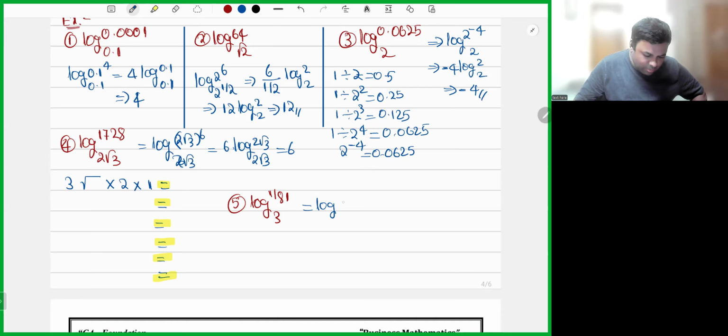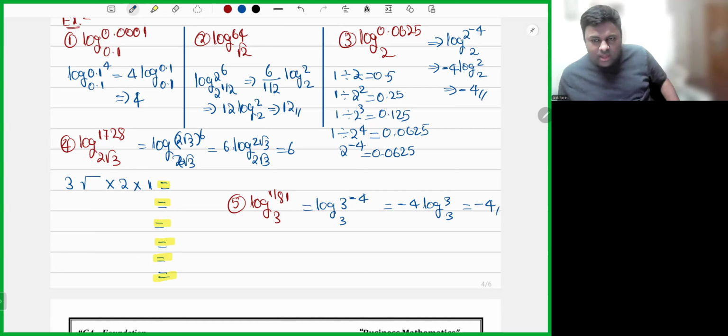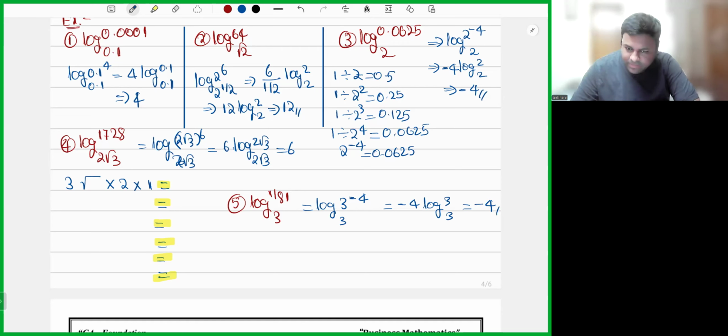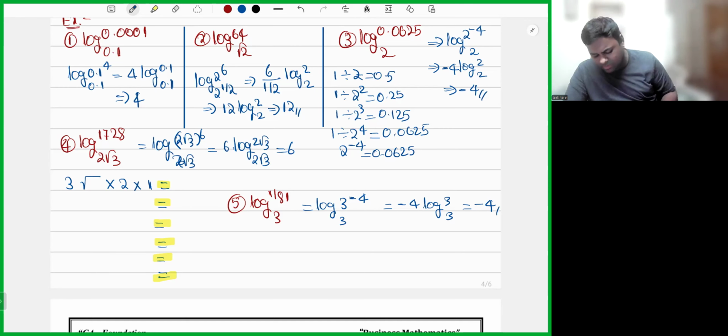Log 3 power minus 4 to the base 3. So minus 4 log 3 base 3. So the resultant is minus 4. Simple sum? Yes, sir, simple. Nothing much difficult. So I hope all these 5 examples are clear.